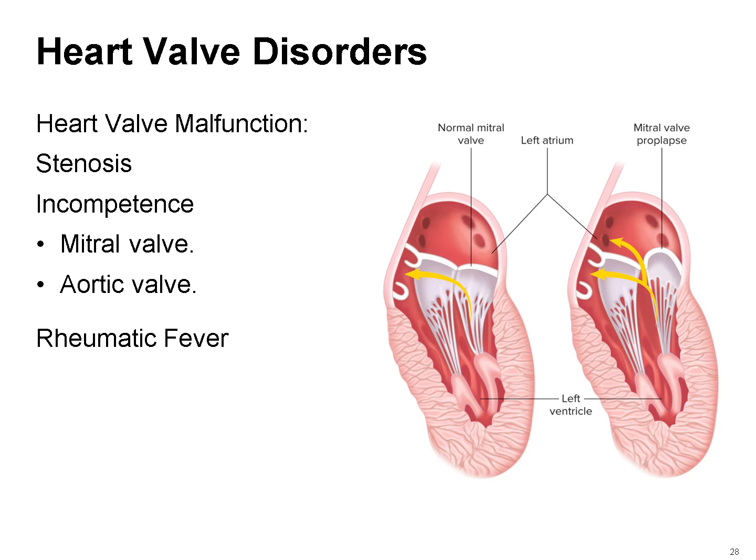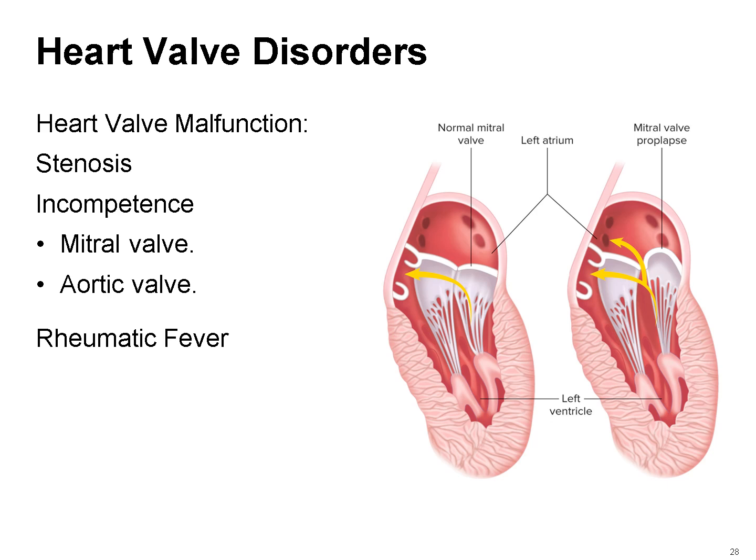Pulmonary valve is located between the right ventricle and pulmonary artery. Mitral valve, or bicuspid, is located between the left atrium and left ventricle. Aortic valve is located between the left ventricle and the aorta. Heart valves can malfunction in two main ways: stenosis and incompetence.